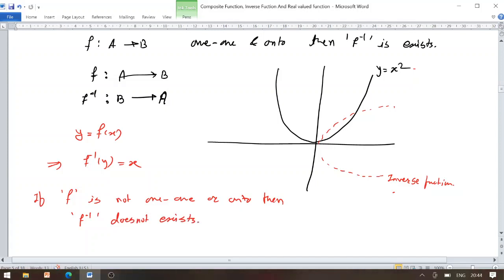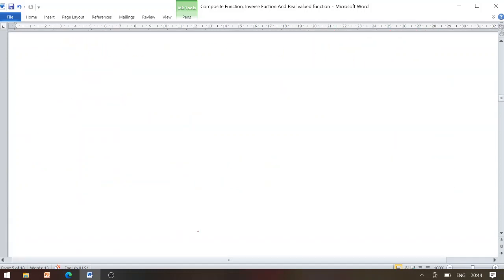Now we will come forward for finding the composite function and the inverse function. But before it, we may prove for the given function f to be one-one and onto. Which steps do we have to follow? Look once. Suppose we have a question: find whether the following function is one-one onto or not.